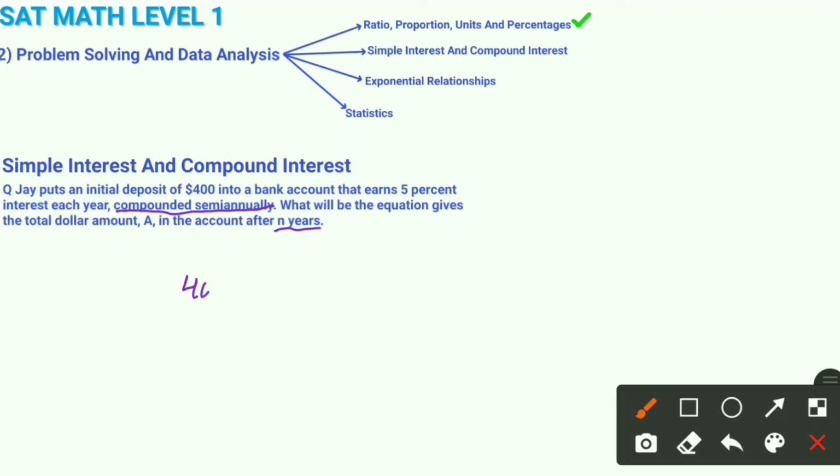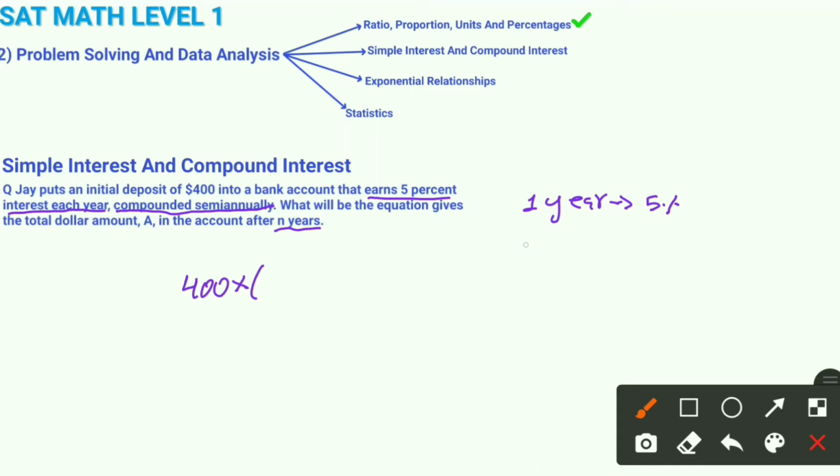So $400 is the initial deposit, multiply by, and it says 5% interest each year, but compounded semi-annually. Okay, I want you guys to take a minute or two to understand this beautiful concept. It says earn a 5% interest each year, in every year, let's say in 1 year, 5% interest. But it's saying that compounded semi-annually, which means in every 6 months interest will be done on that.